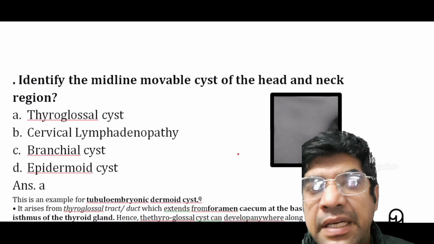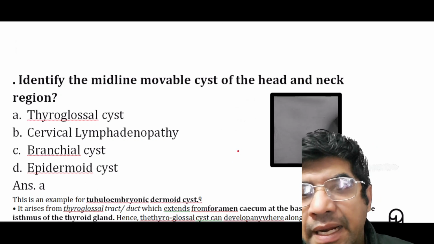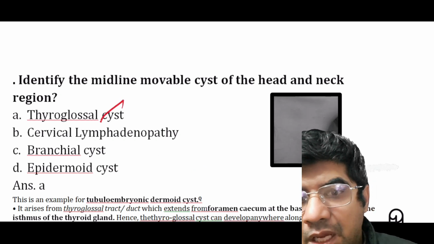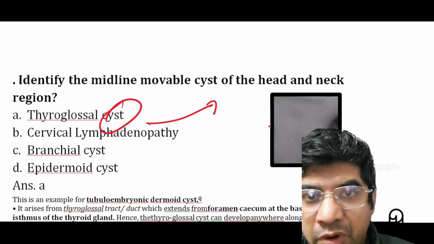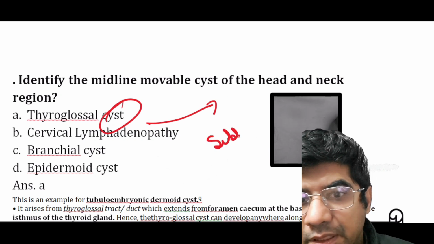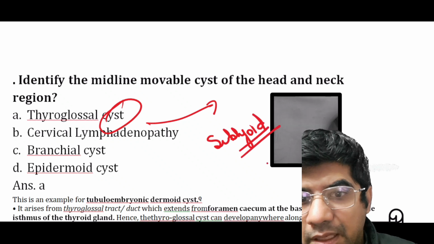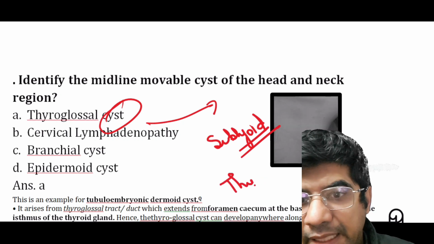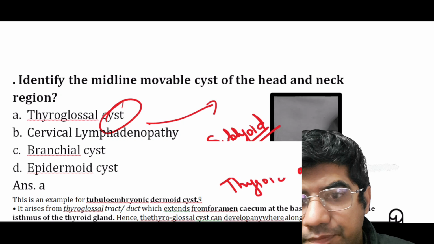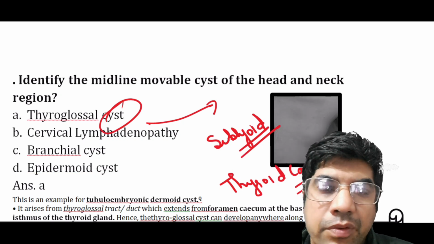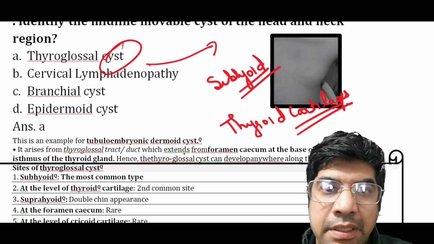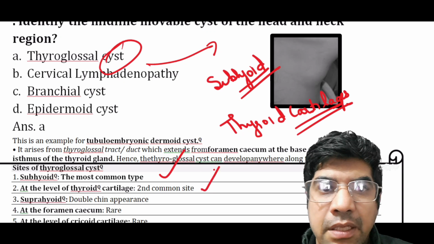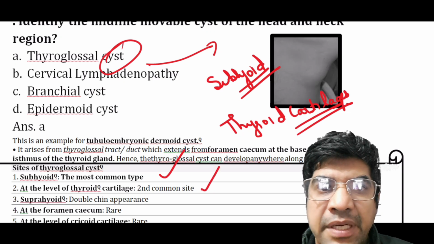The thyroglossal cyst is a midline movable cyst that is found in the head and neck region. It arises from the thyroglossal duct. The most common site is the subhyoid region. The second most common is at the level of the thyroid cartilage, or it can be at the floor of the mouth. The foramen cecum is very rare.